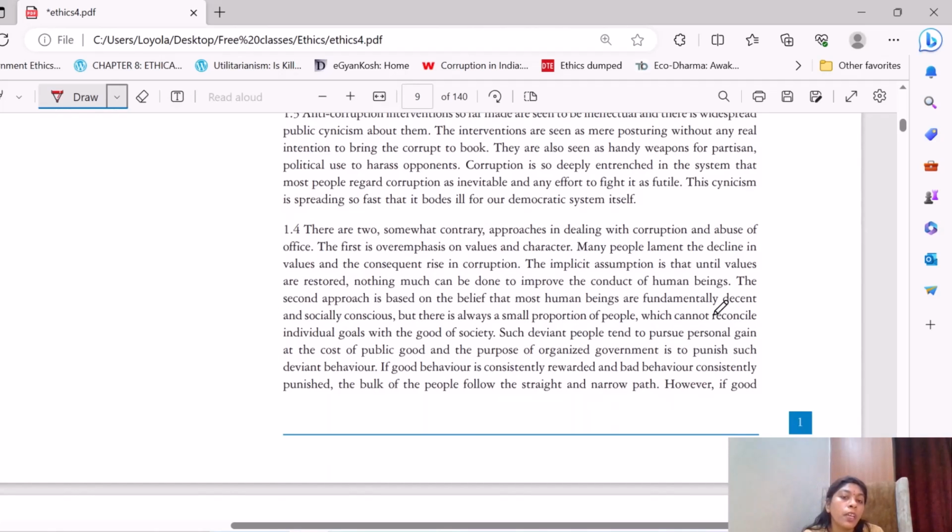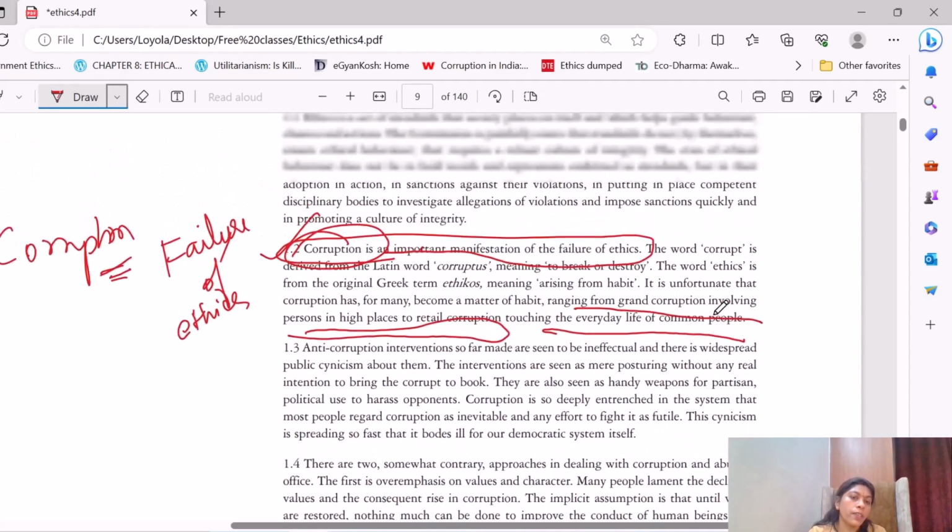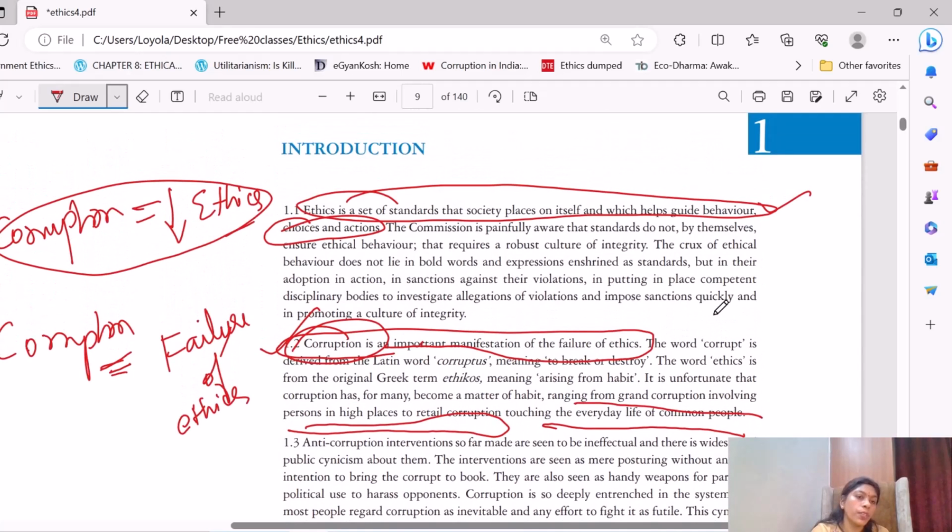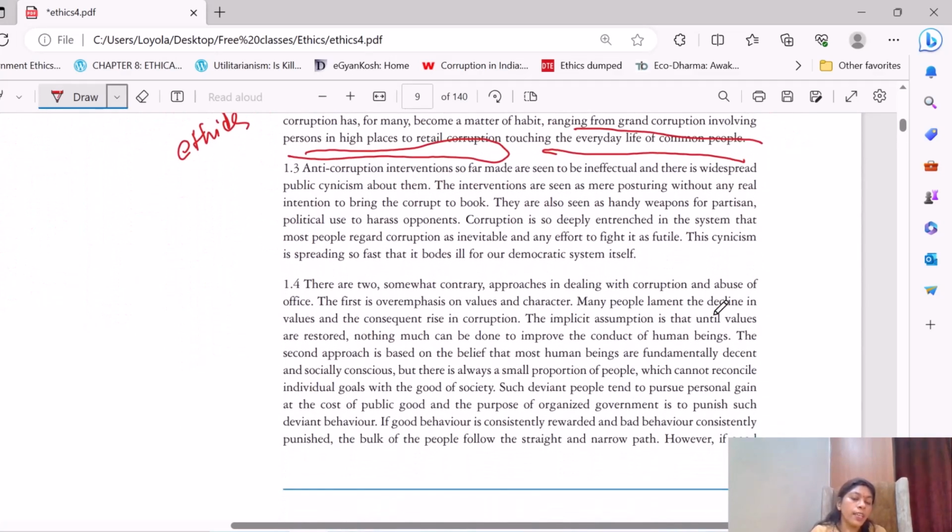How are we going to deal with corruption? This paragraph is important. There are two approaches, but more or less they are contradictory in nature, not a supplementary kind of approach. The first one emphasizes ethics, because we already said that corruption is equal to failure of ethics, or corruption is the downward arrow of ethics, that is, degradation of ethics.